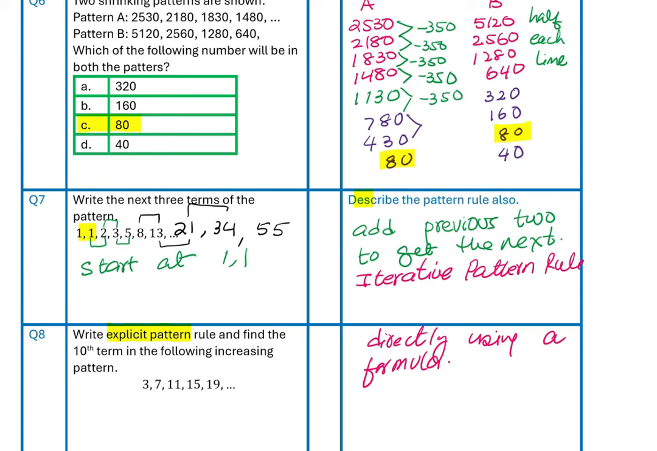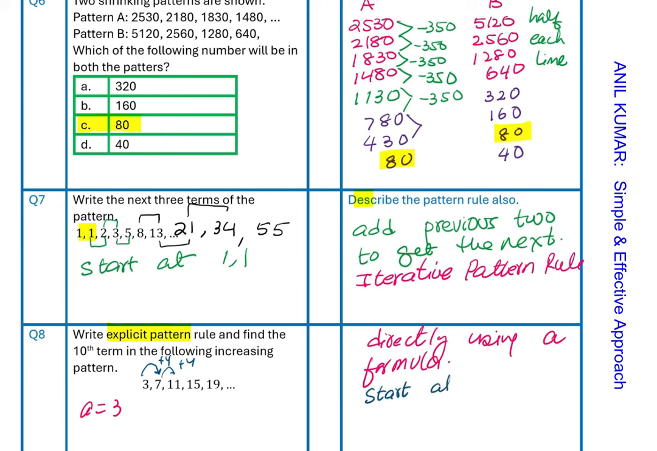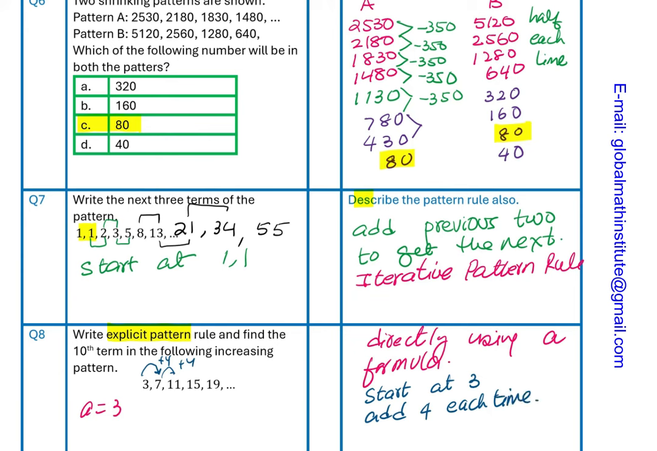Make sense? So, you have to develop the formula. How do we do that? Well, we know that the first term is A, right? Which is 3. Normally, we write A as the first term. And by how much is it increasing? So every time when you go from 3 to 7, you're doing add 4, right? And 7 to 11, add 4. So the pattern could be start at 3, add 4 each time. So that is how this pattern can be developed.